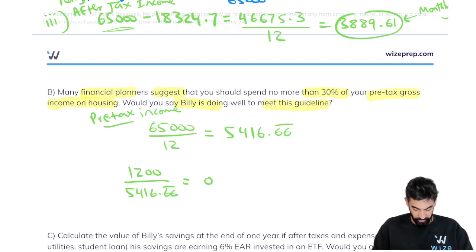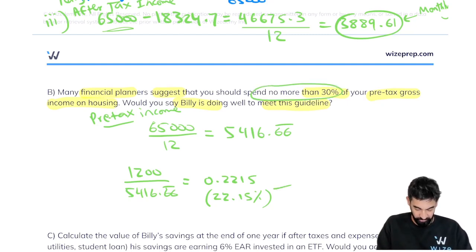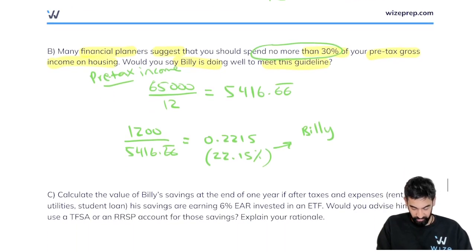That gives me 0.2215, meaning 22.15%. So is he spending more than 30% on housing? No, they said no more than 30%, so he's doing well. So you could say Billy is doing well because he is spending less than 30% on housing.